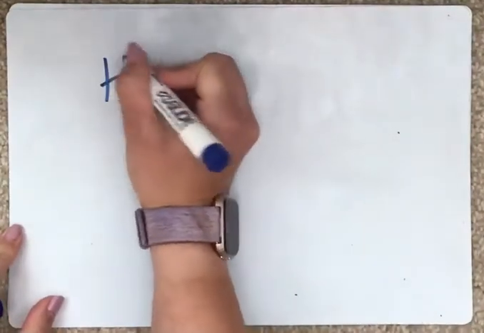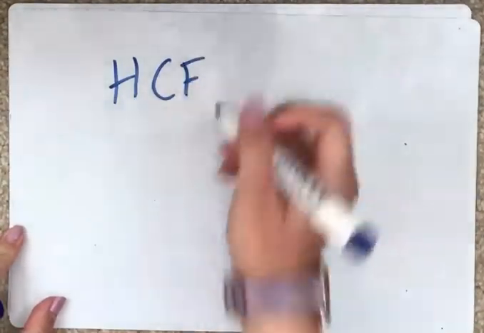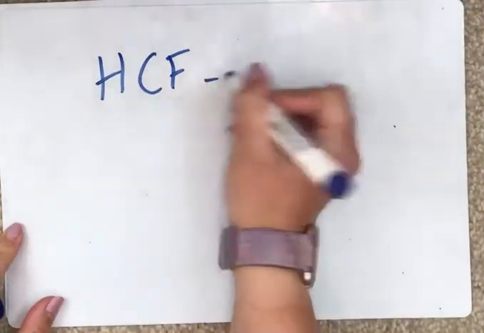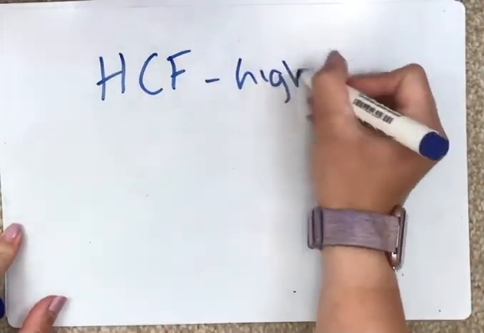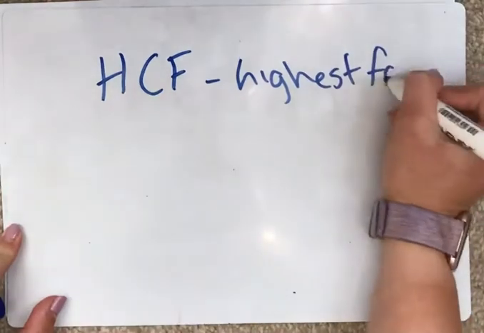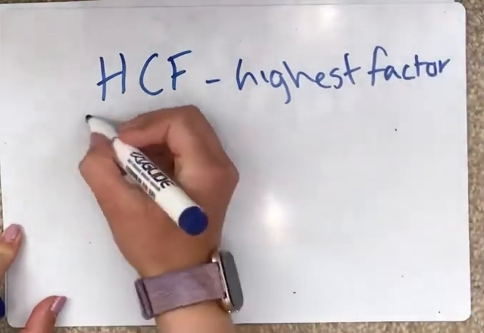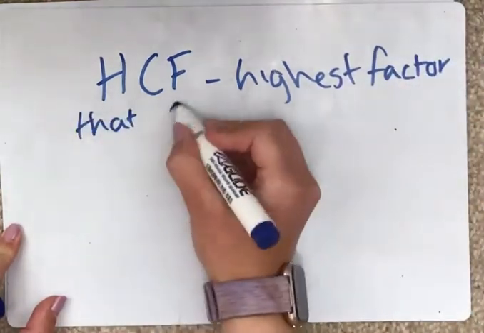So if we start off, let's think about the highest common factor and what that actually is. So the highest common factor, or HCF as we sometimes say it, okay, is basically the highest factor that two or more numbers have in common.